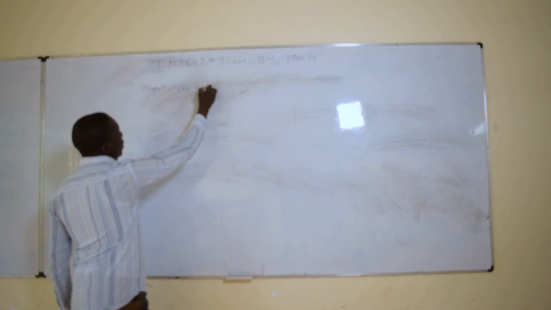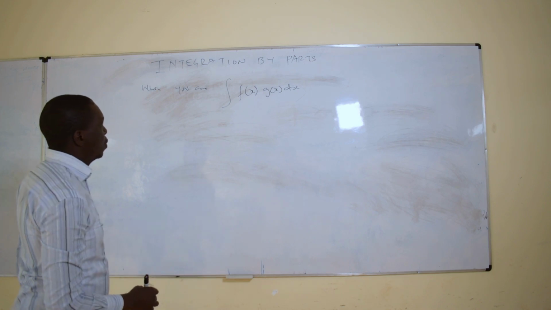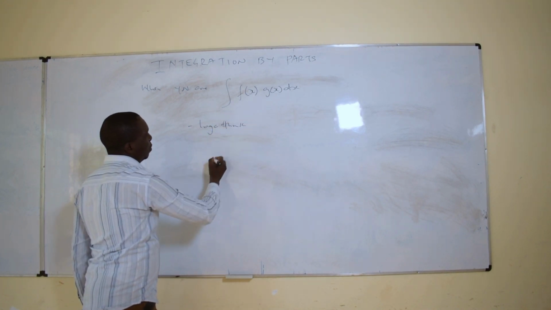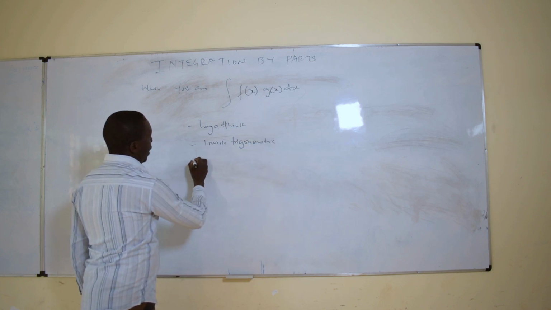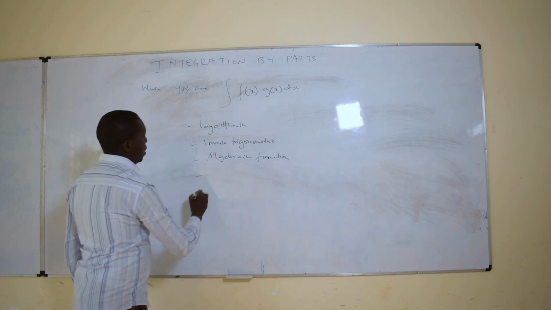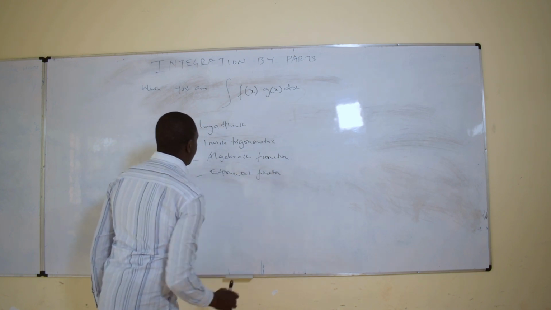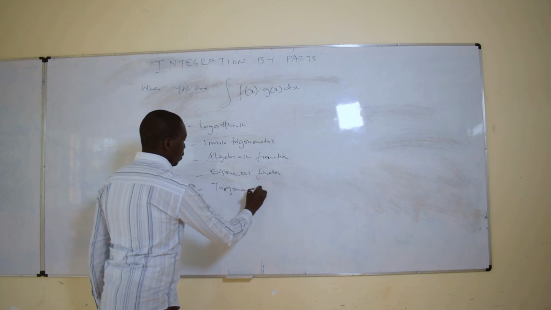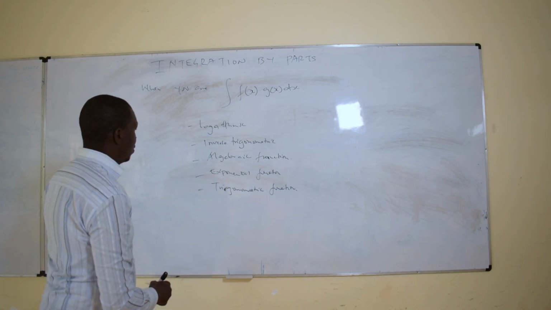When you are integrating a product of two or more functions, f of x and g of x dx, these functions can be a logarithmic function, an inverse trigonometric function, an algebraic function, an exponential function, or a trigonometric function.